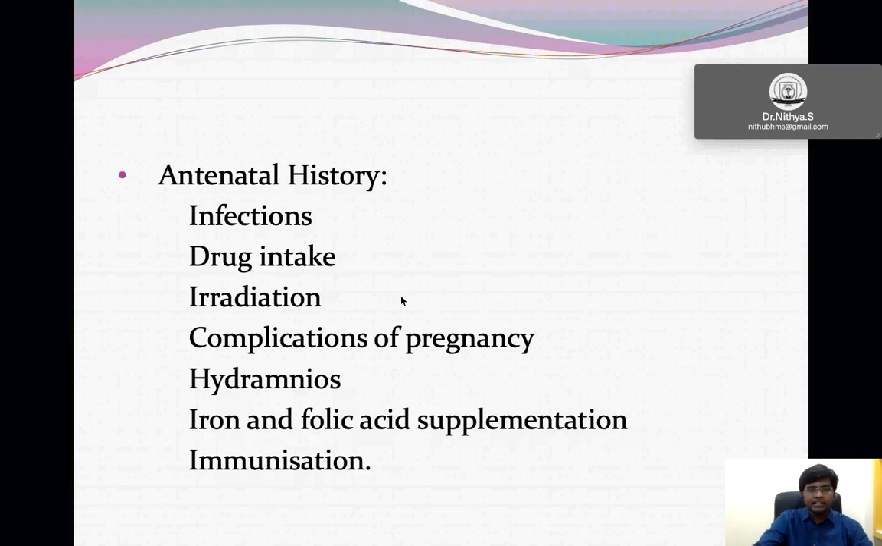Or there might be increased irradiation, or there can be complications of pregnancy. For example, the mother might be diabetic on insulin during the pregnancy, so that would cause an effect on the heart. For example, congenital heart disease is very, very common in an infant of a diabetic mother. Or it can be a simple iron and folic acid supplementation.